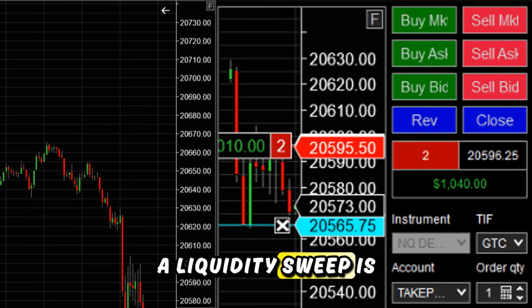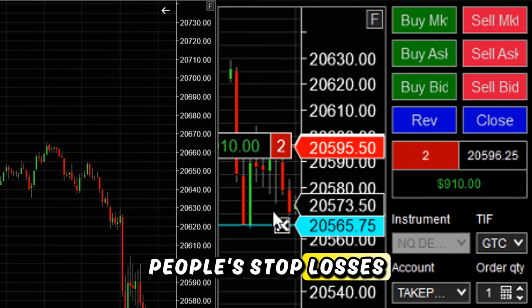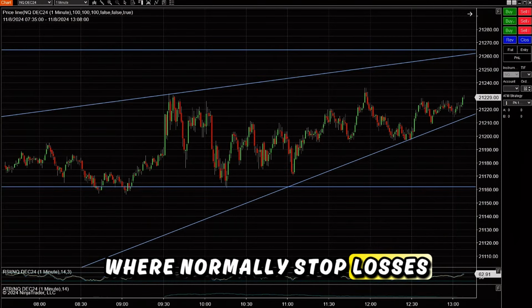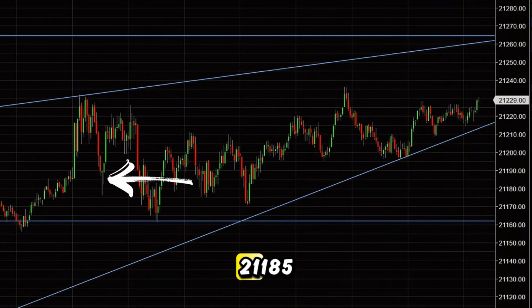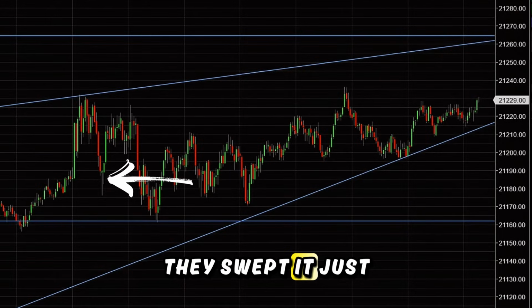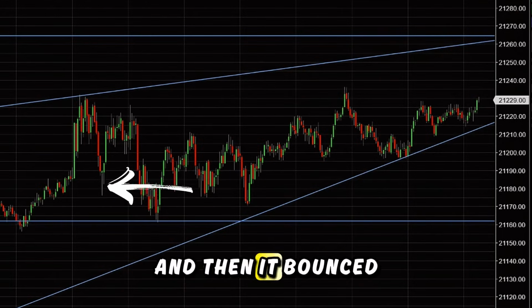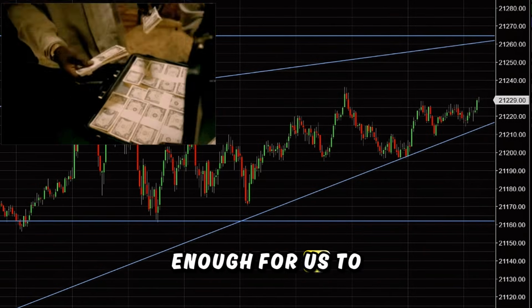A liquidity sweep is simply entering a trade by taking advantage of people's stop losses. The market repeatedly sweeps the low where normally stop losses are placed. For example, this morning, the market open was right here at 21185. They swept it just 10 points below at 21175 area, and then it bounced and shot up a good 30 to 40 points. So that's more than enough for us to bank.